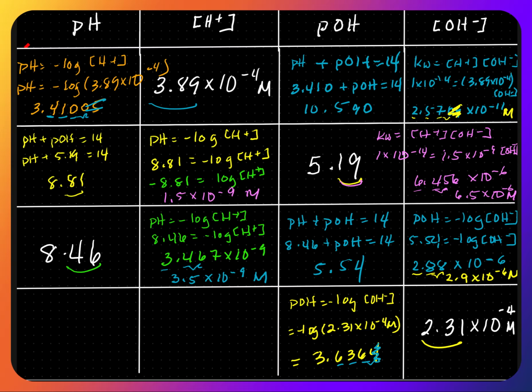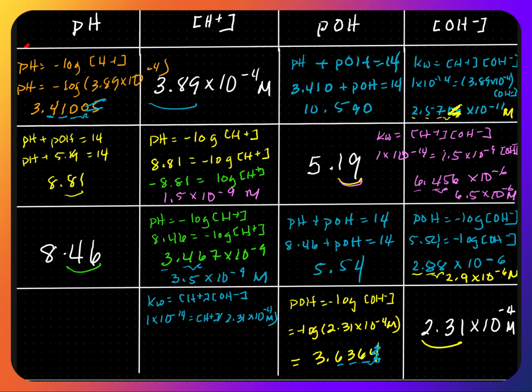3.636. My H plus concentration, I have to use KW. It's equal to H plus times OH minus. KW, remember, is 1 times 10 to the negative 14. This is equal to H plus, what we're looking for, times OH minus, which is 2.31 times 10 to the negative 4 molar.